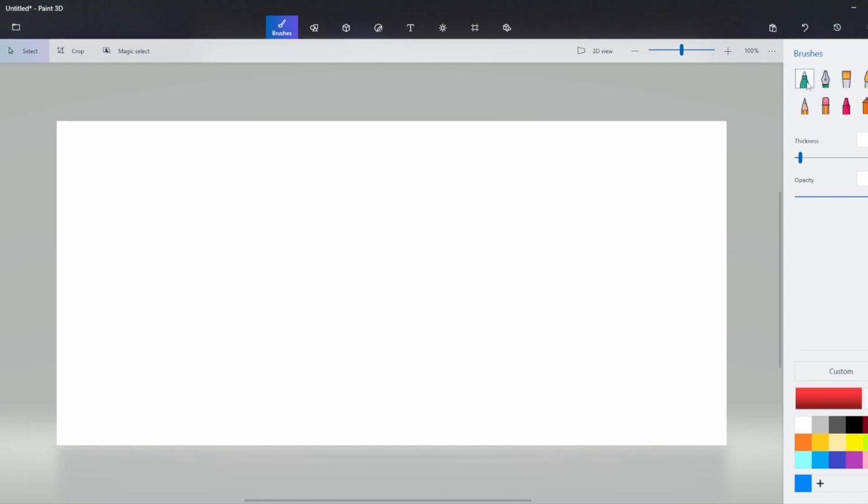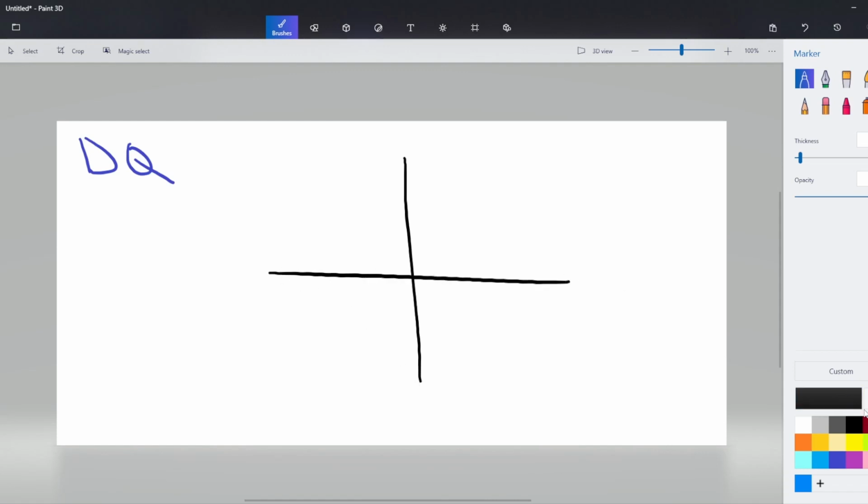Alright, so we're going to go over the difference quotient. So what is the difference quotient? The difference quotient is used to find the average rate of change for a single point. So to understand the difference quotient, we're first going to understand what average rate of change is.